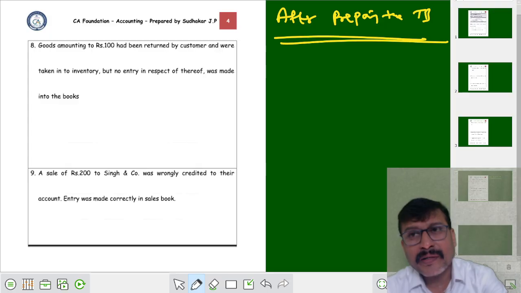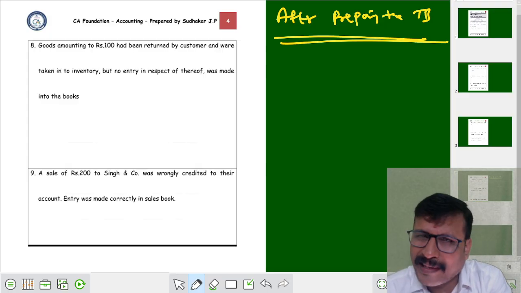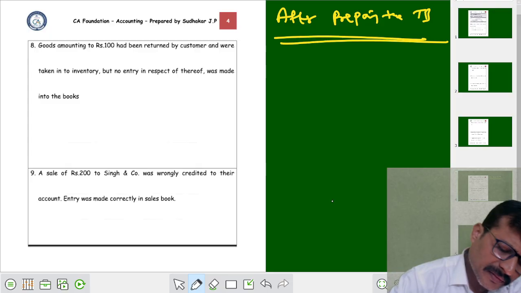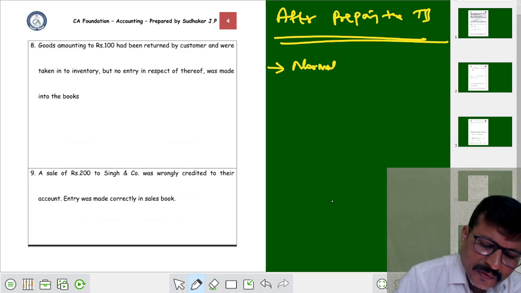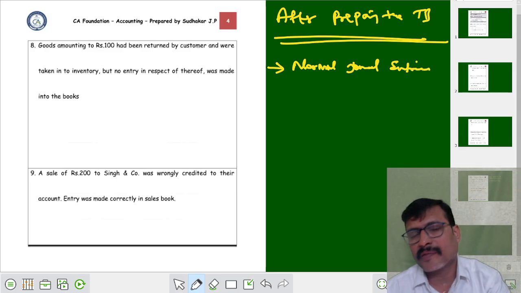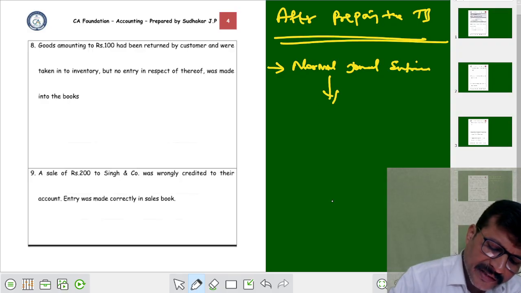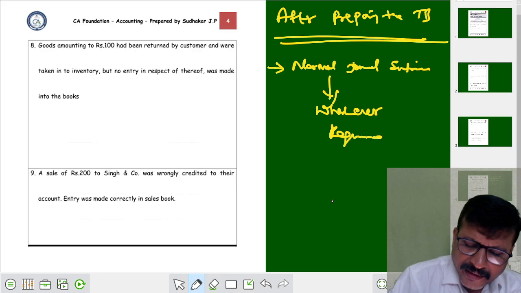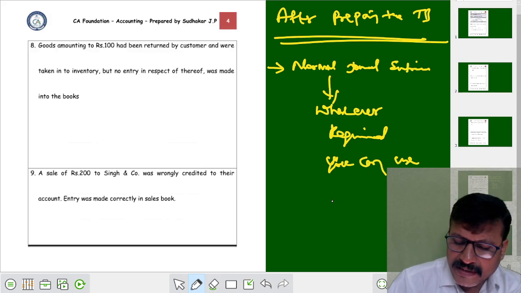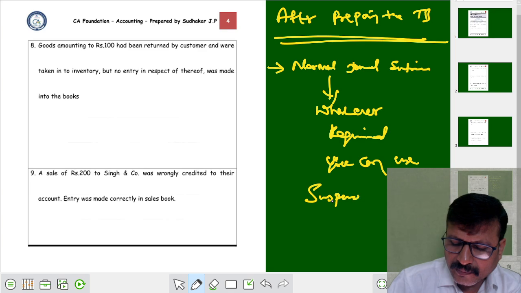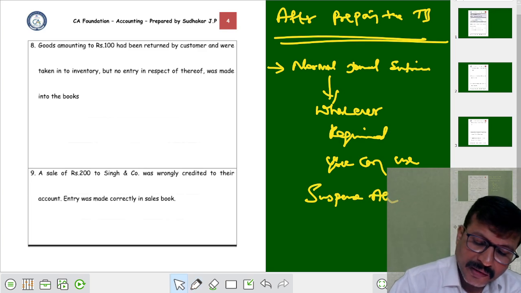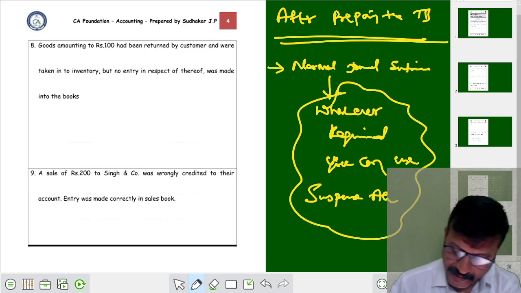See, when you are disclosing the errors after preparing the trial balance, keep in mind, pass normal journal entries. What? Normal journal entries. While passing normal journal entries, wherever required, you can use suspense account. What account we have to use? We have to use the suspense account.